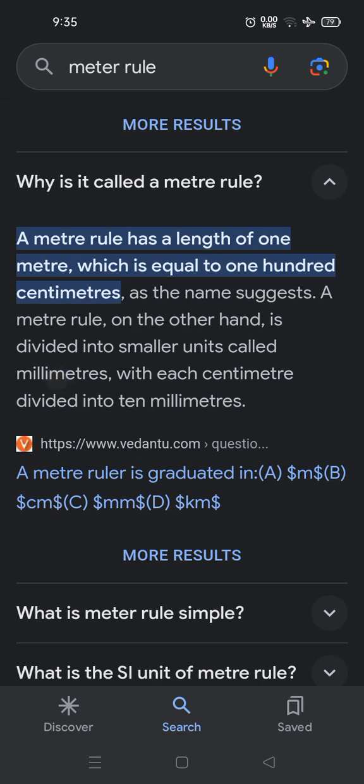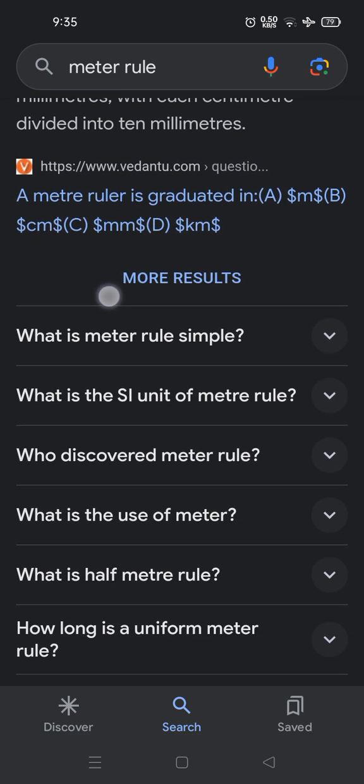Why is it called a meter rule? A meter rule has a length of 1 meter, which is equal to 100 centimeters. As the name suggests, a meter rule, on the other hand, is divided into smaller units called millimeters, with each centimeter divided into 10 millimeters.